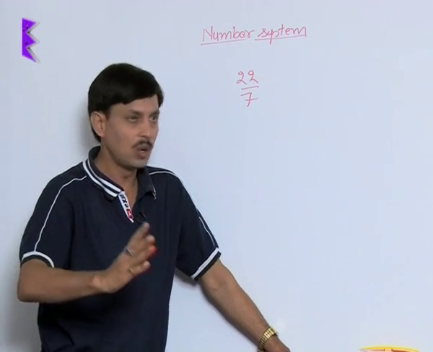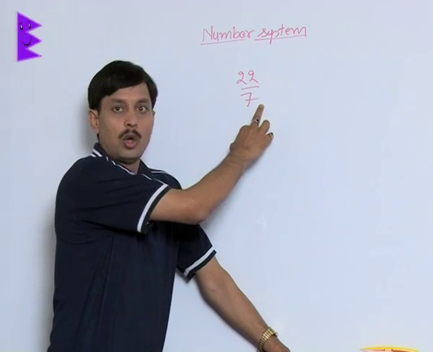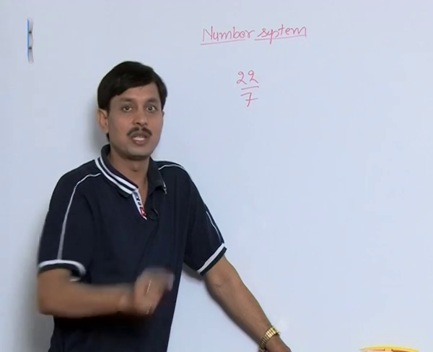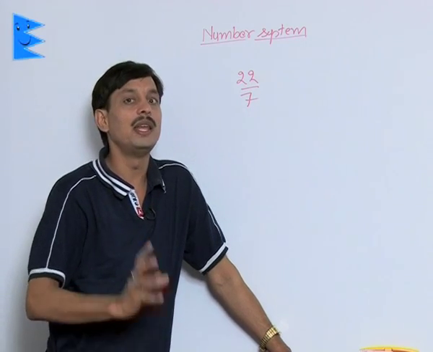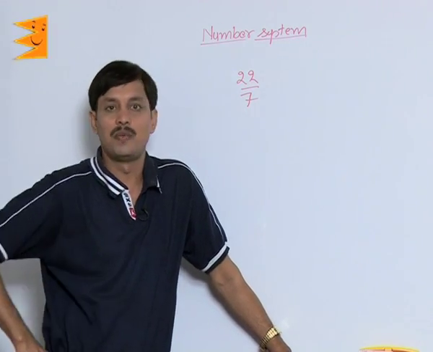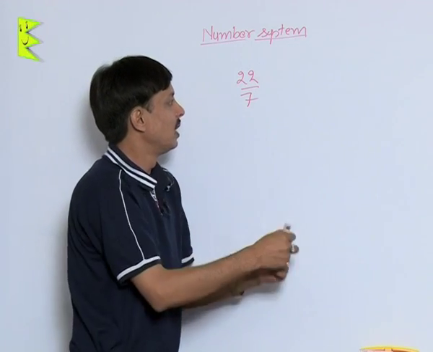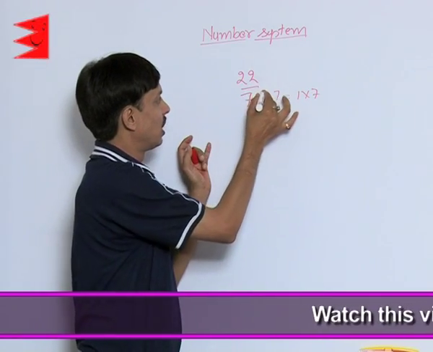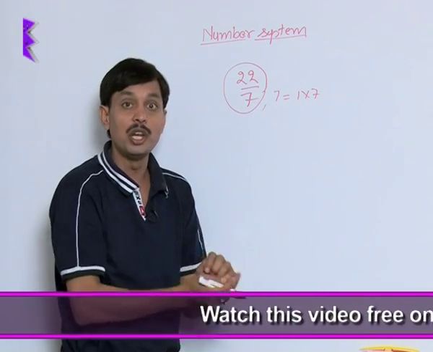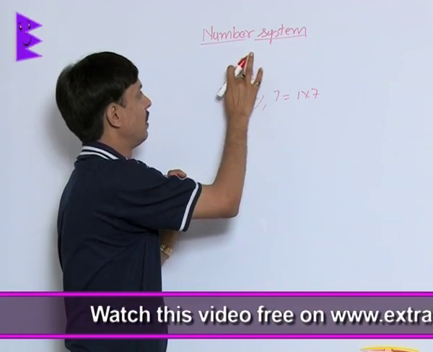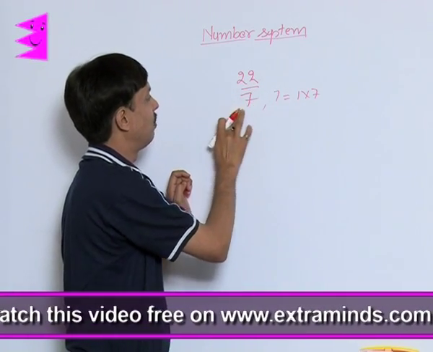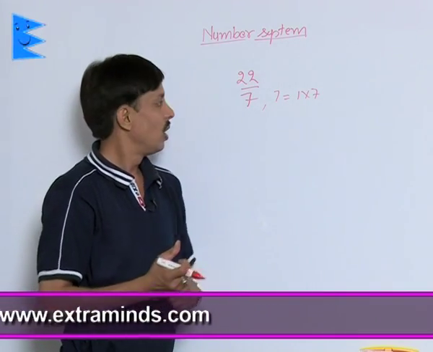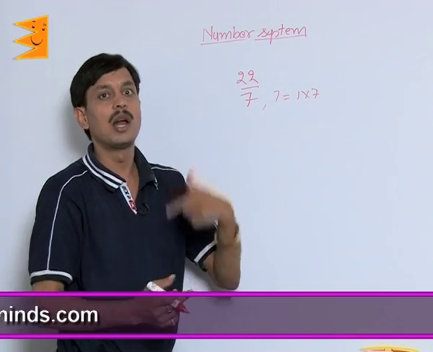If it is not so, that is, the rational number whose denominator, when we go for its prime factorization, has any other prime number than 2's and 5's. So it is very much clear. The prime factors of 7 are 1 into 7. So the decimal conversion of 22 by 7 will be what? Non-terminating, repeating.